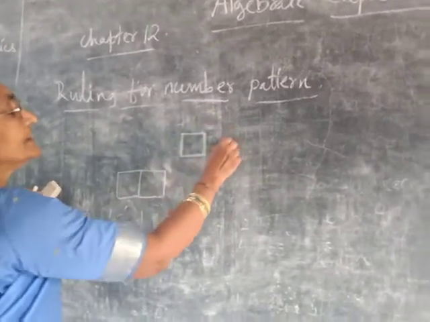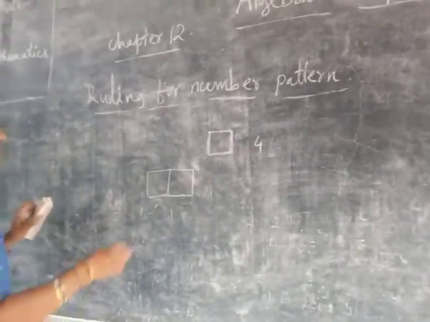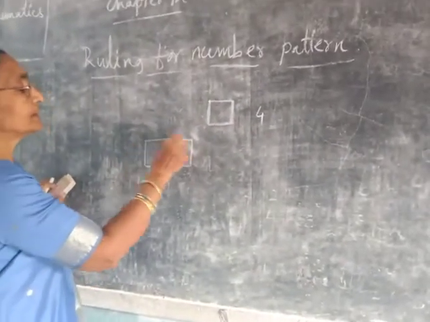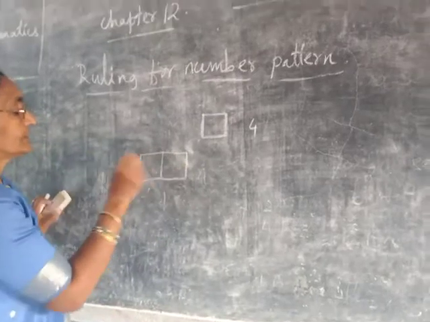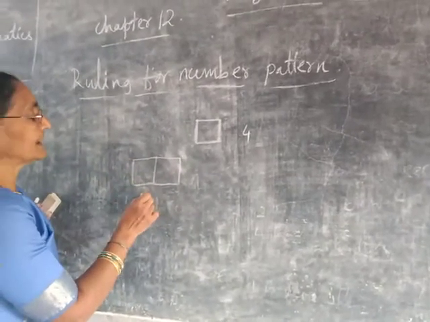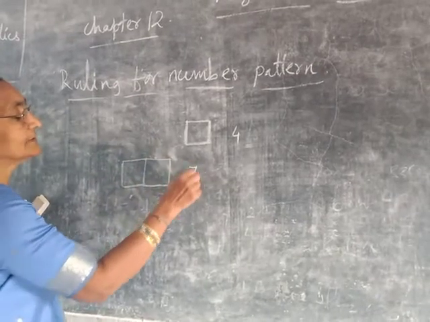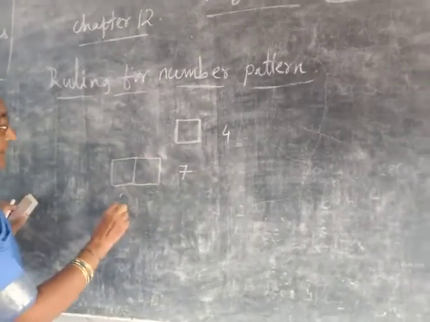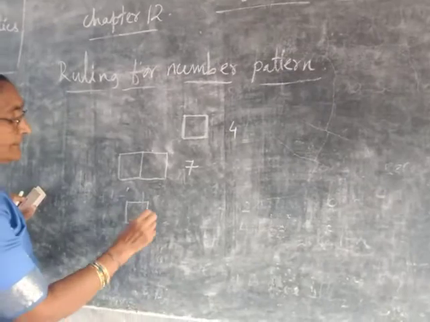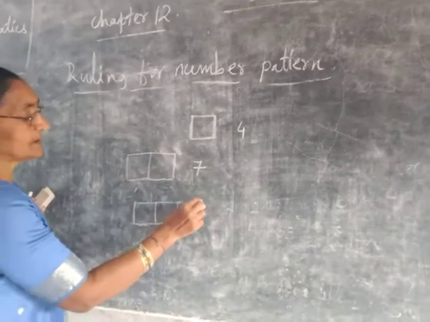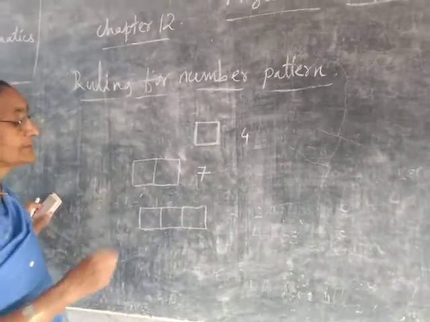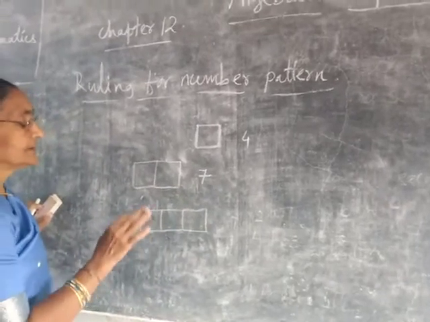1 square is equal to 4 line segments. Then 2 squares repeatedly you have to put in the same place. Then what will come? So how many will come? It is 1, 2, 3, 4, 5, 6, 7. 7 came. Then suppose the squares repeatedly you put, 3 squares at a time.